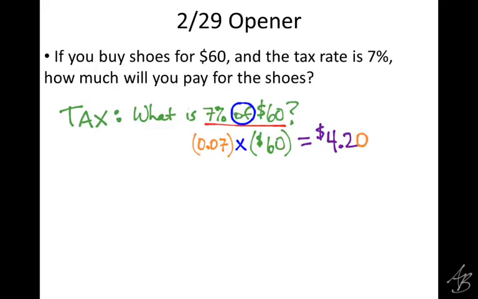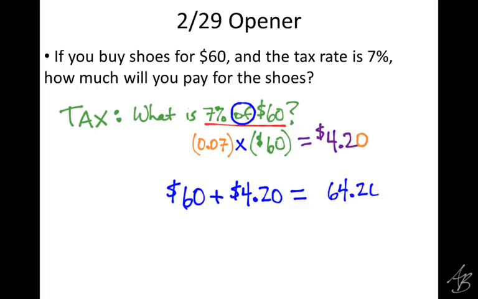Now, that's not the answer to the problem, because I'm not going to buy a $60 pair of shoes and only pay $4.20, right? So how do I figure out how much I'm actually going to pay? You add the $4.20 to 60. We take the cost of the shoes originally, we add on the $4.20 that we're paying for the tax, and that gives us a grand total of $64.20.